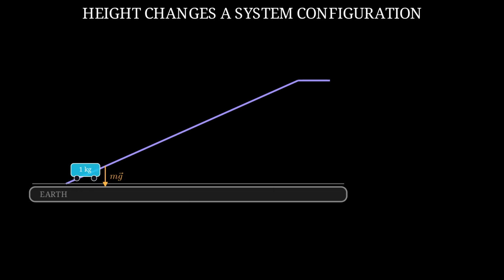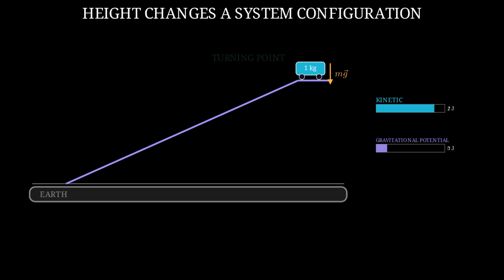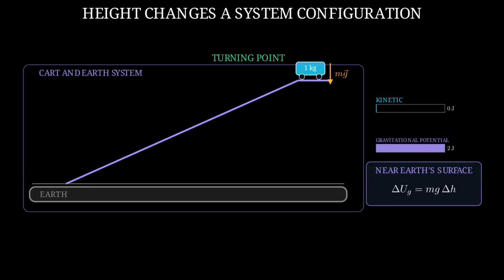The hill performs the same kind of reversible transfer without a visible spring. As the cart climbs, gravity does negative work on its motion. The kinetic energy bar falls while a gravitational potential bar grows. At the turning point, the cart is momentarily at rest. Gravitational potential energy belongs to the configuration of the cart and Earth system. Near Earth's surface, raising mass m through a height change gives a potential energy change equal to mass times gravitational acceleration times that height change.